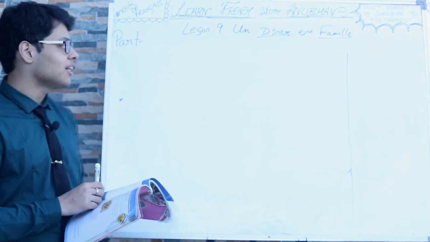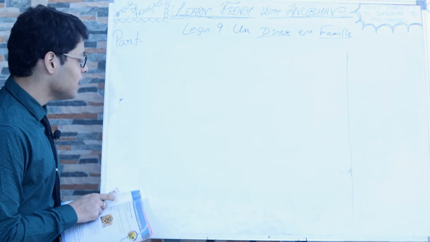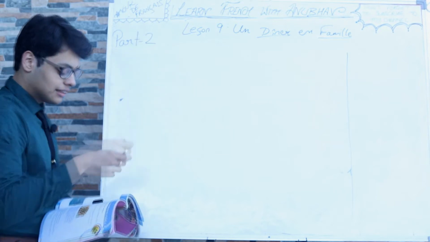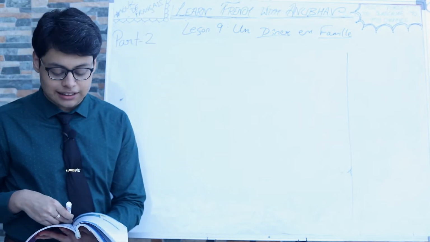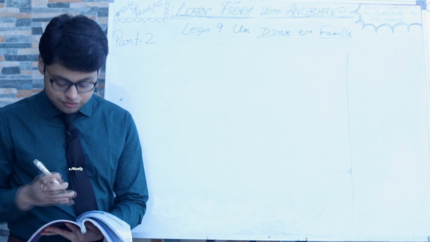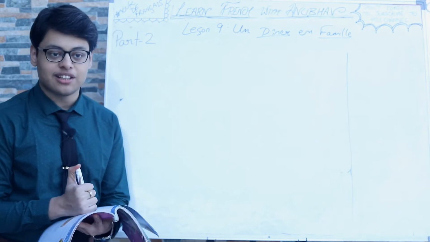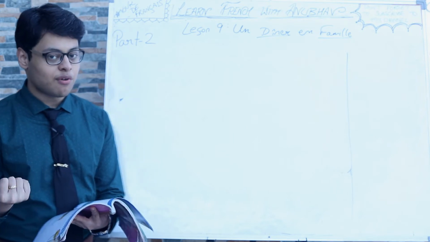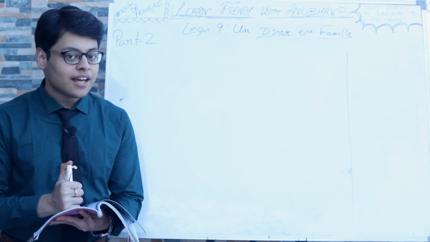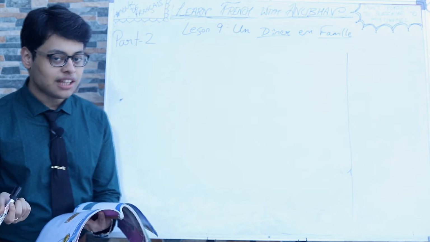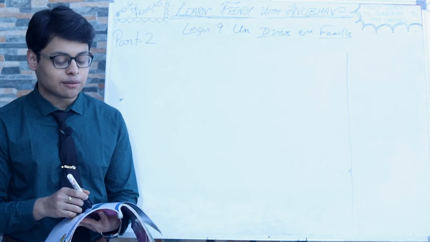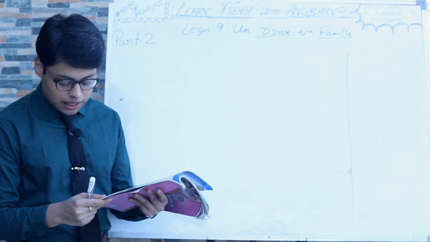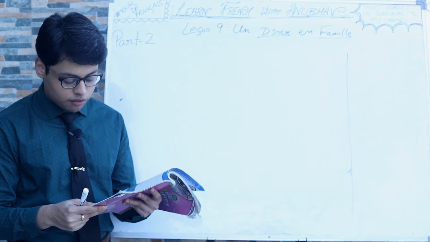In today's class, we are continuing with lesson number 9, A Dîner de Famille. This is the part 2 video of this lesson. The book we are discussing is Entre Jeunes Class 9 CBSE textbook. I have made a lot of videos based on this textbook. So if you haven't watched or you missed some videos, you can watch them by visiting the link to the playlist titled Entre Jeunes Class 9, and that link is present in the description below. So we are continuing from Salade Niçoise on page number 105.